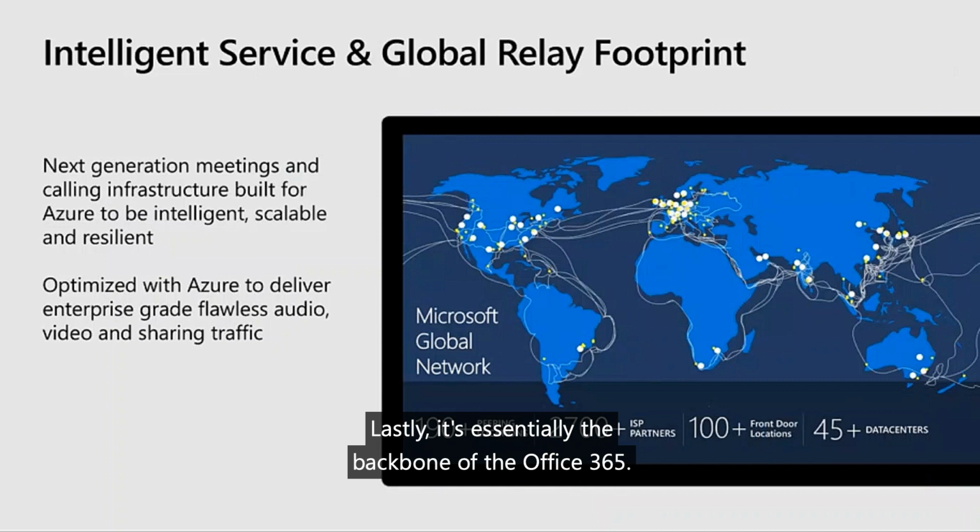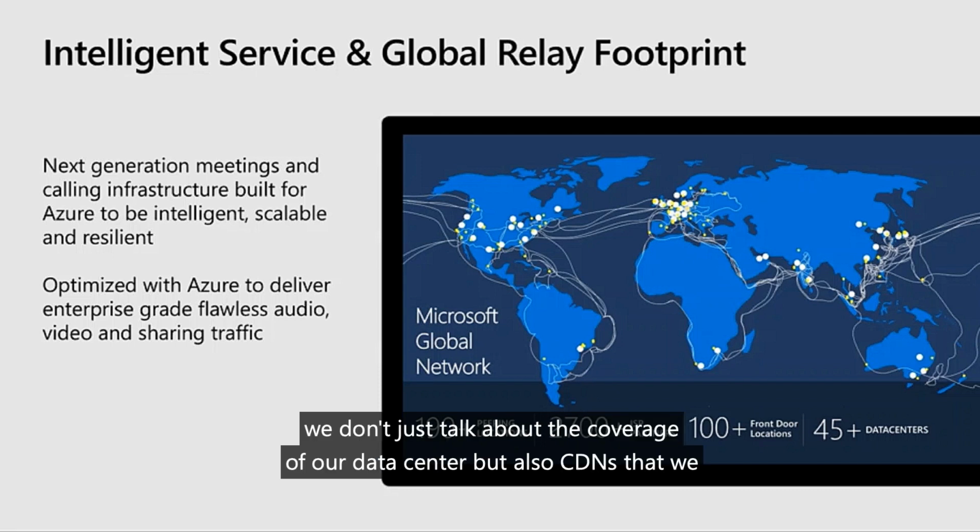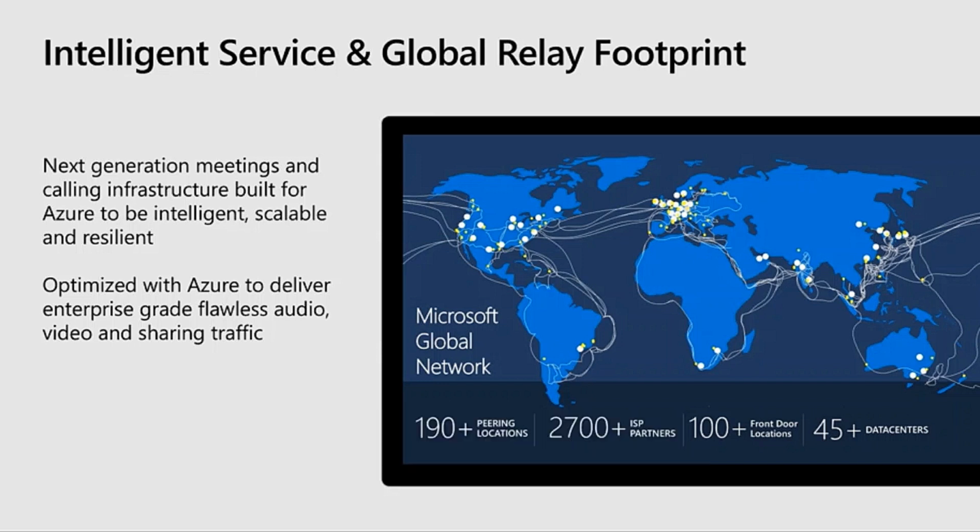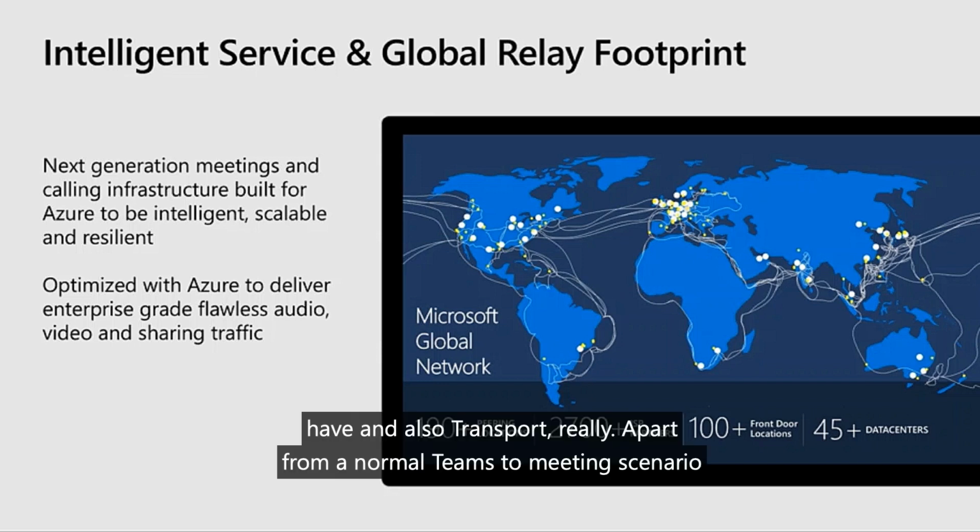Lastly, it's essentially the backbone of Office 365. So when we talk about the global network, we don't just talk about the coverage of our data centers, but also the CDNs that we have, and also transport relay.